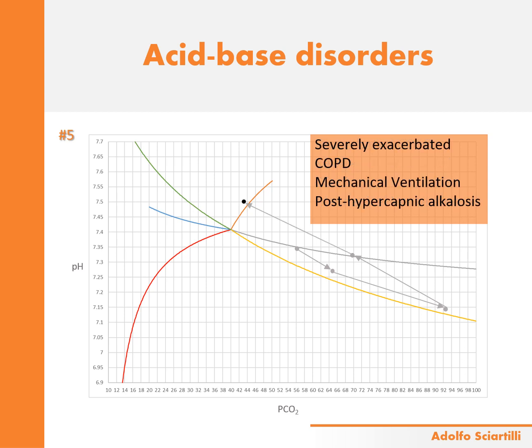Consequently, if you aim at a quasi-normal pCO2, there will be an out-of-proportion elevation of the pH, which translates into metabolic alkalosis, aka post-hypercapnic alkalosis. To avoid it, mechanical ventilation should aim at restoring the baseline pCO2 value.